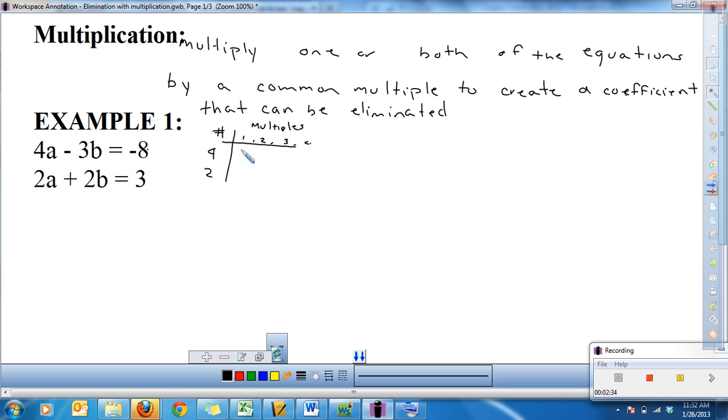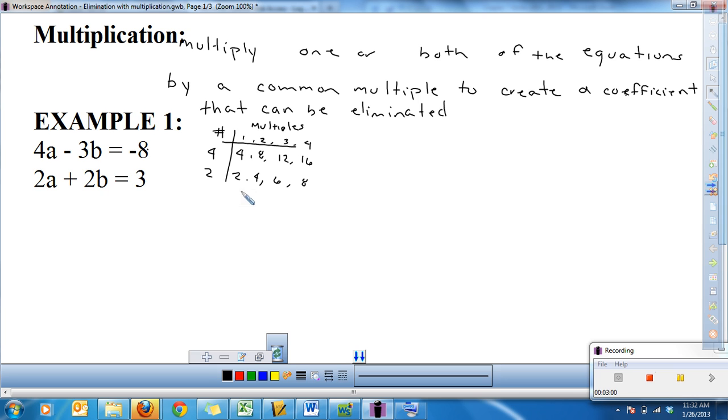So 4 times 1 is 4. 4 times 2 is 8. 4 times 3 is 12. 4 times 4 is 16. And if you don't know these off the top of your head, it's okay to use your calculator. Let's see about 2. 2 times 1 is 2. 2 times 2 is 4. 2 times 3 is 6. 2 times 4 is 8.